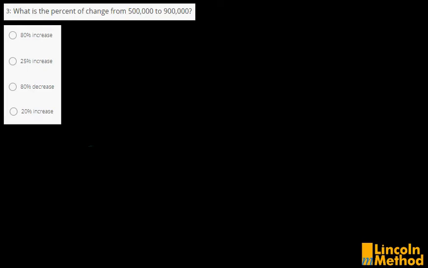What is the percent of change from 500,000 to 900,000? So we're dealing with big numbers now, and we need to find the percent of change. So before we move on, let me quickly write down the formula that we're going to be using to solve this question.